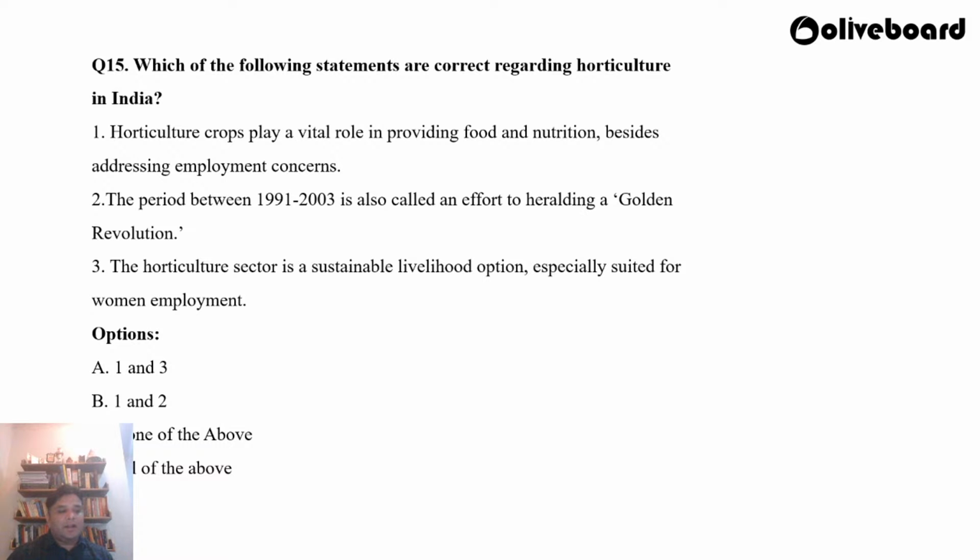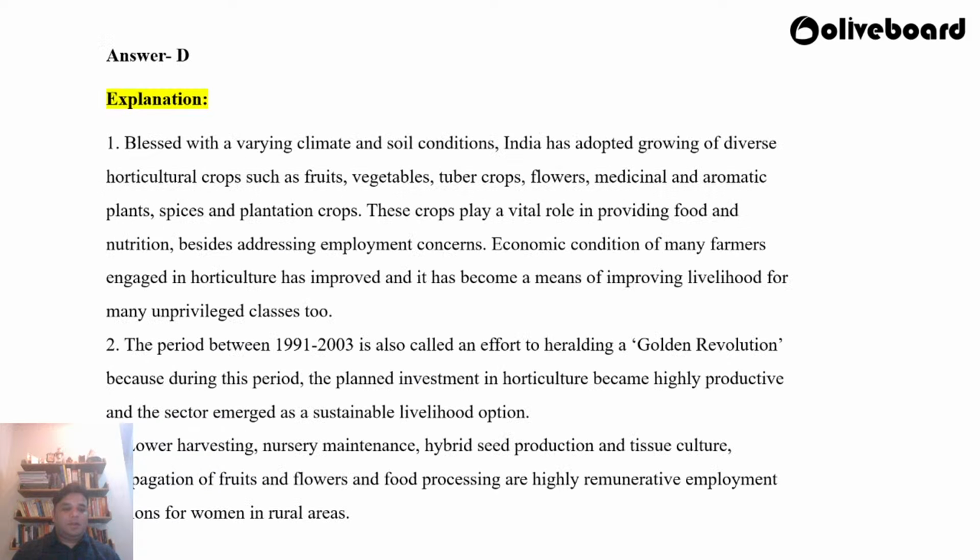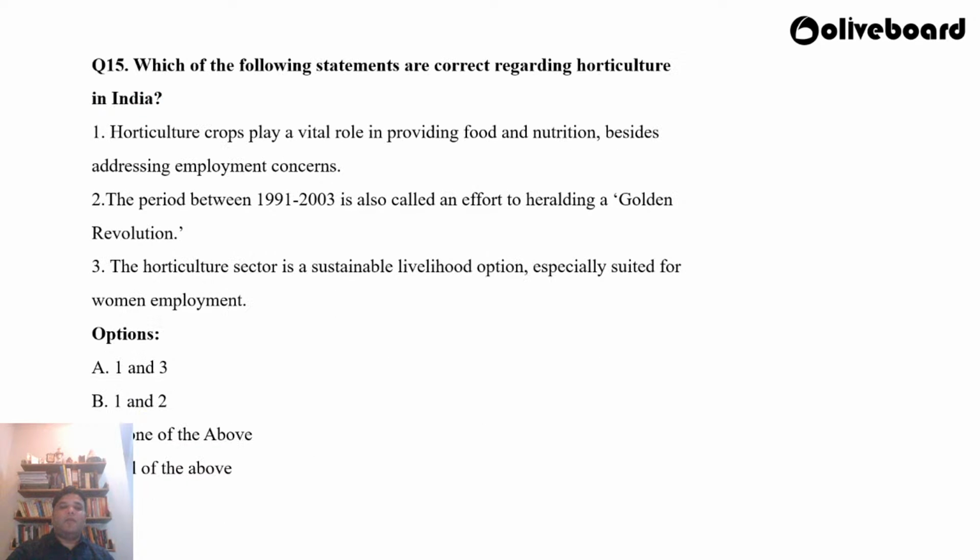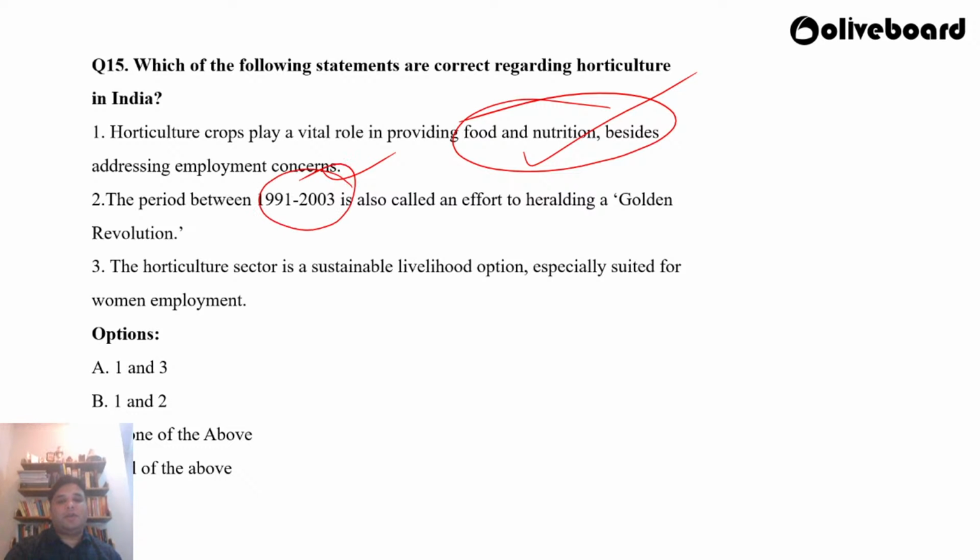So let's see what's the correct answer. The correct answer is D. That is all of the above. Horticulture, yes, it plays a very vital role in providing food and nutrition besides addressing employment concerns. This period between 1991 and 2003 is in fact called a golden revolution period. And option number 3, the horticulture sector is a sustainable livelihood option.